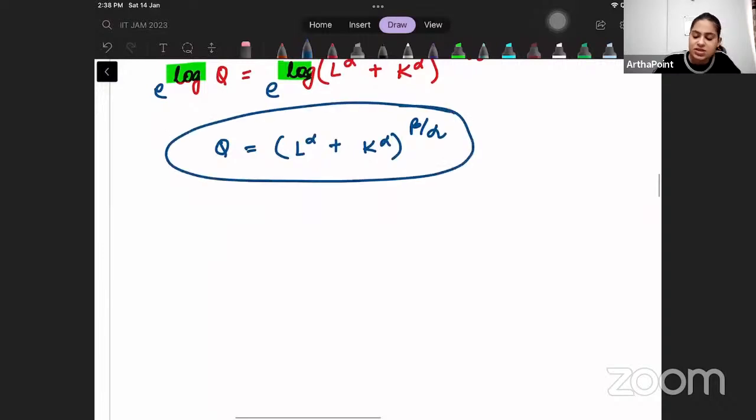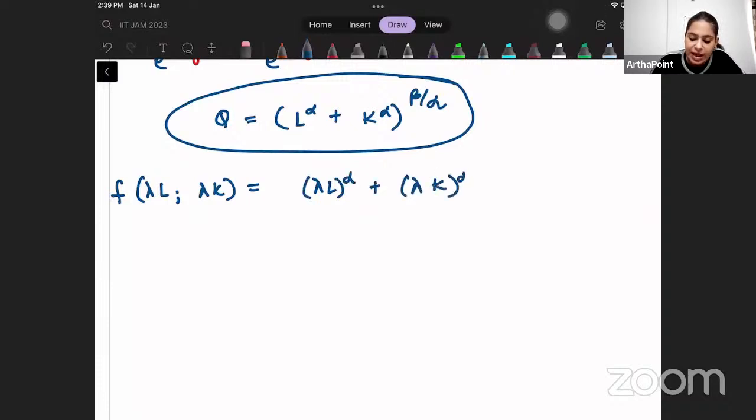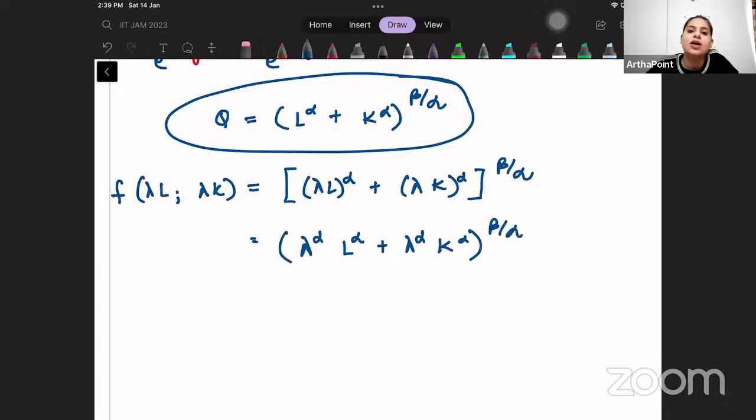This is a much better form of writing this production function. Now, let's say I will replace L with lambda L, K with lambda K, and I will write this function. What will I get? Lambda L to the power alpha plus lambda K to the power alpha, whole to the power beta by alpha. This will be lambda to the power alpha L to the power alpha plus lambda to the power alpha K to the power alpha, whole to the power beta by alpha.